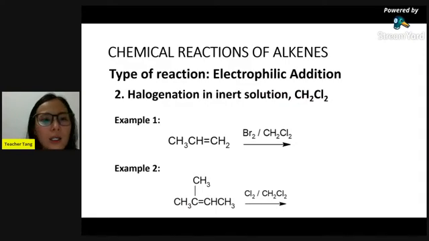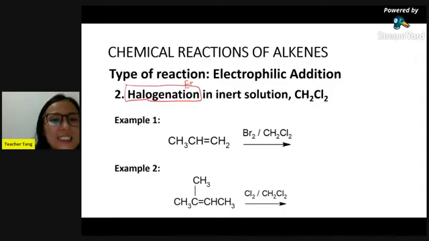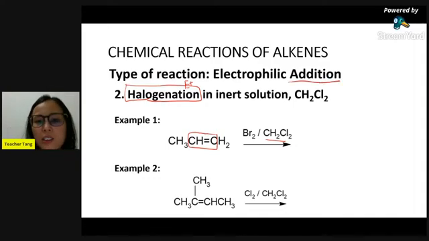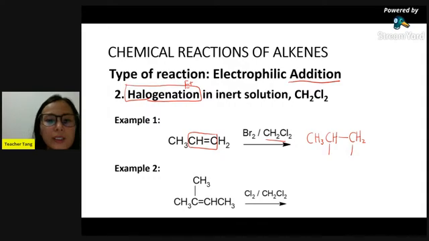Halogenation in inert solvent. Again, this is called halogenation because the electrophile that we use is halogen. This is the inert solvent. This is an alkene, a carbon-carbon double bond, which undergoes addition type of reaction, so the double bond will become single bond. This is our electrophile in the inert solvent. The inert solvent will not affect the product, so the electrophile will go to each side.